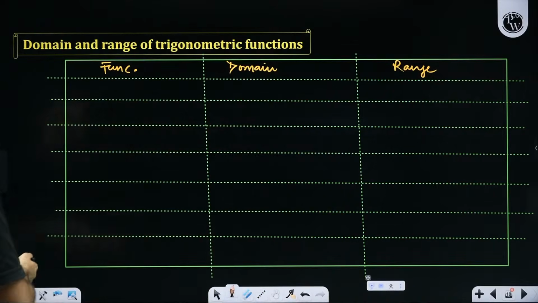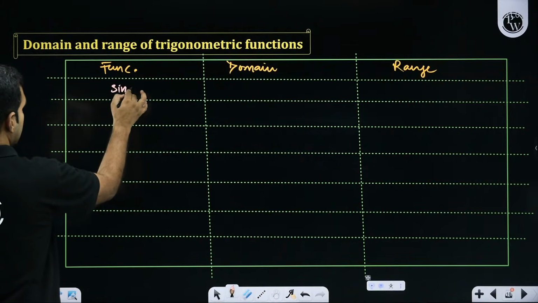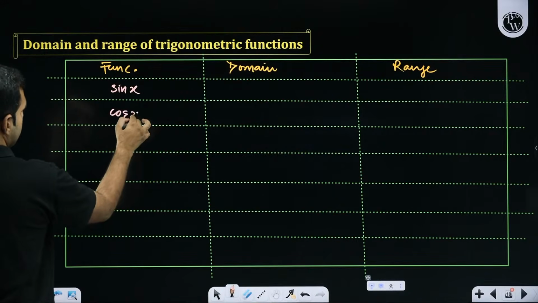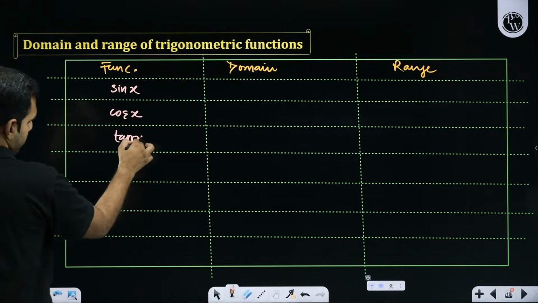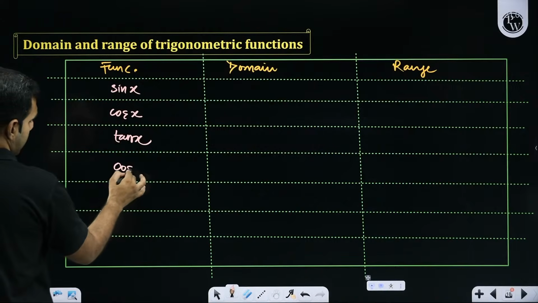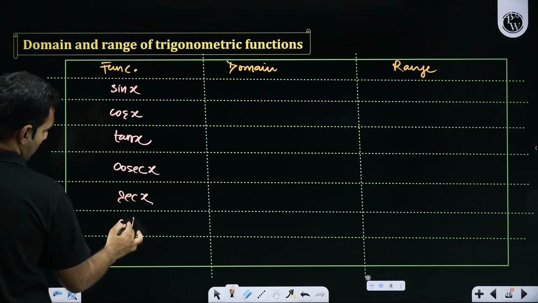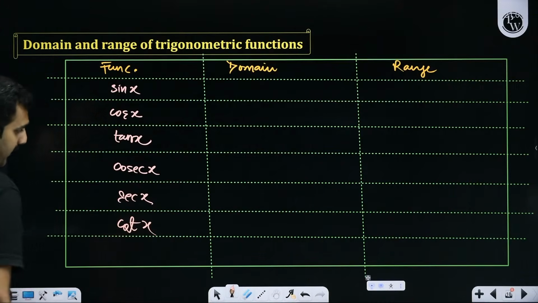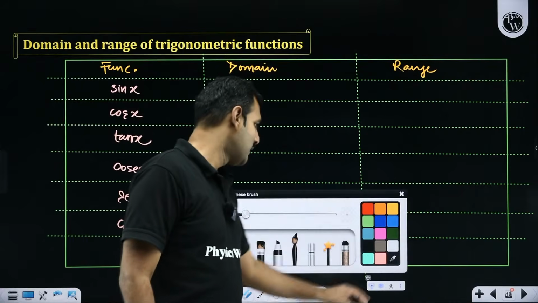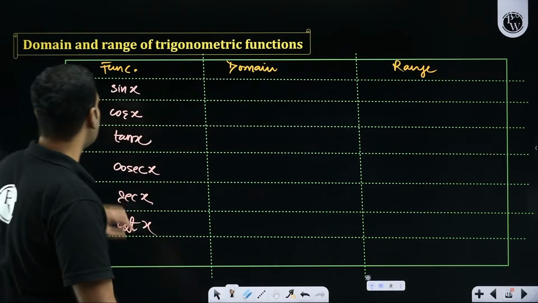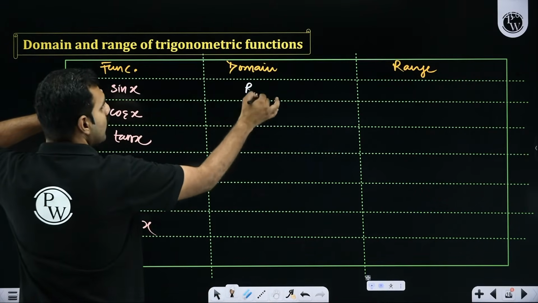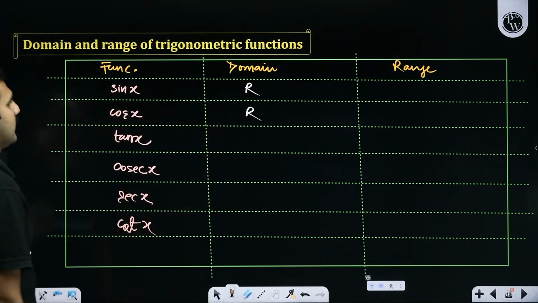What does this table say? We'll talk about sine, cos, tan, of course cosec, sec, and cot. So one extra row I created, no worries. I hope you do remember, sine and cos are very beautiful functions in life. Their domain is sorted out.